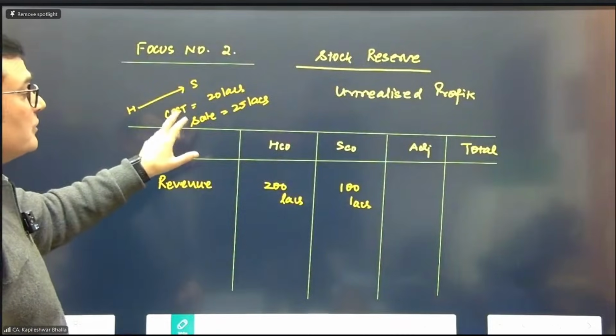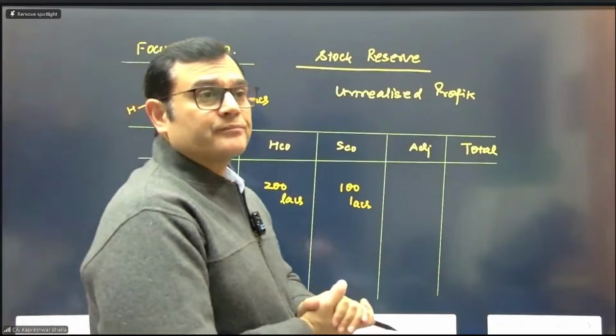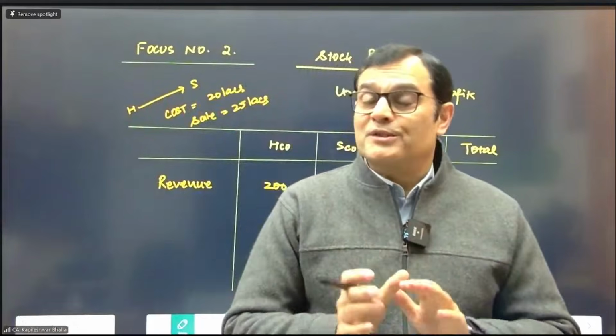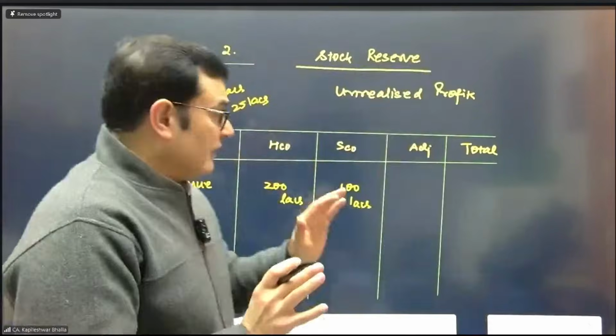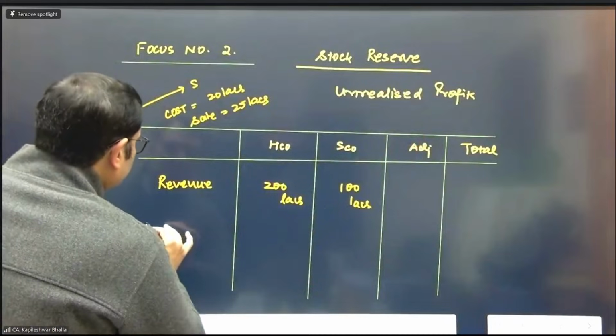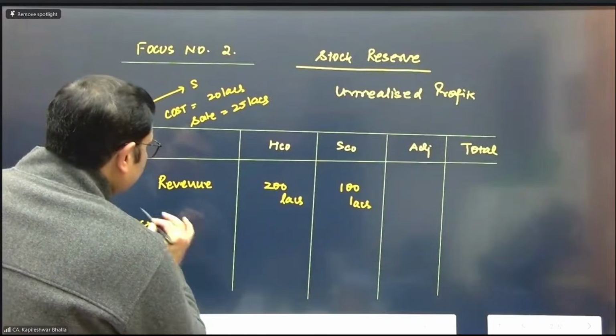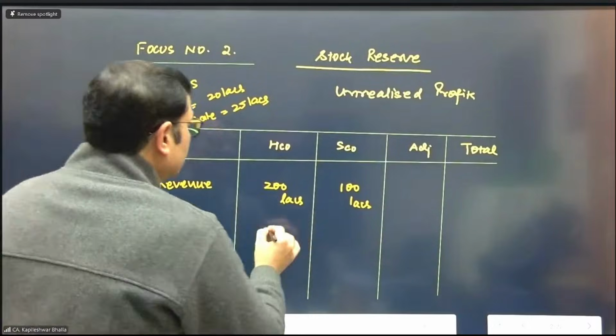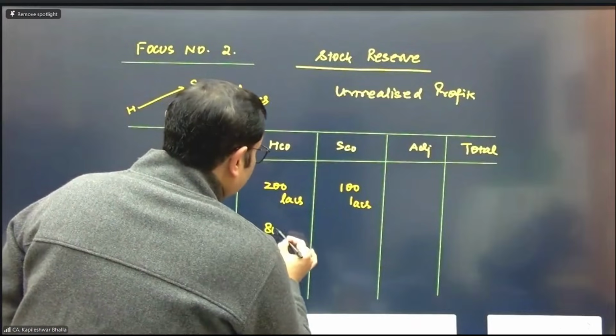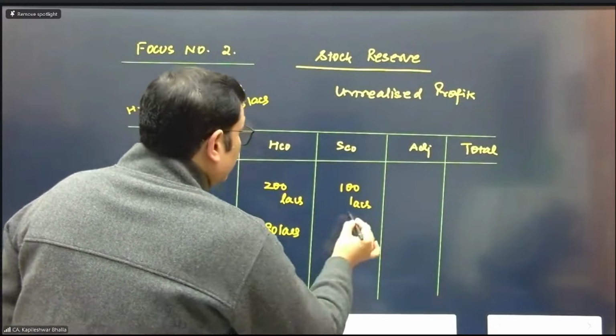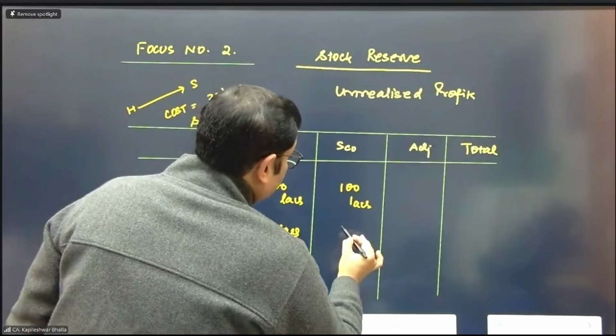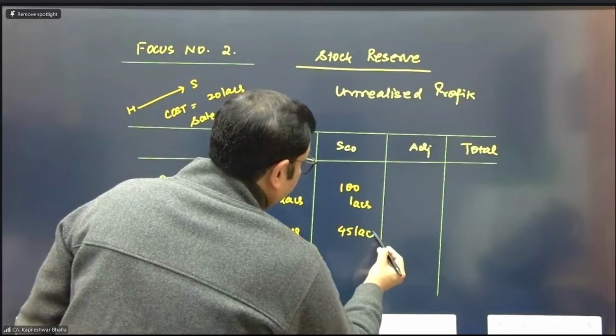So there is a profit on sale which is 5 lakh. Now, what do you need to do? Watch this carefully. So first I've taken a revenue. Let me also consider the cost of sale. Just taking some arbitrary figures. Let's say this is to the extent of 80 lakhs. And let's say this is to the extent of 45 lakhs.